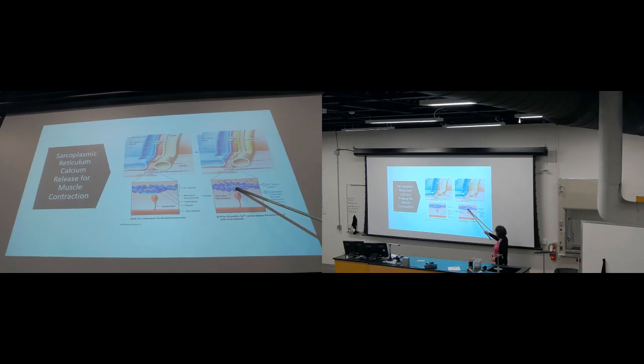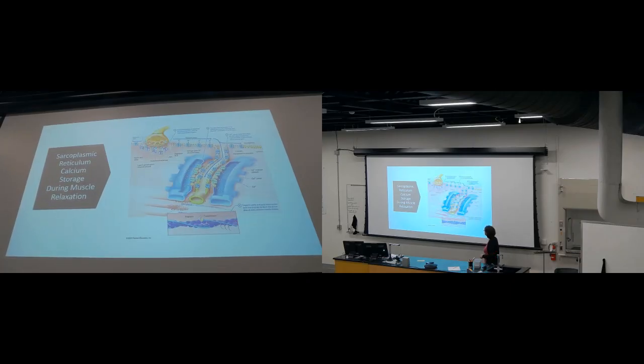So calcium binds to troponin. Troponin lets go of tropomyosin, and then you can have interaction between actin and myosin. And again, once contraction finishes, you store calcium again, and then troponin binds again to tropomyosin, which binds to actin active sites.